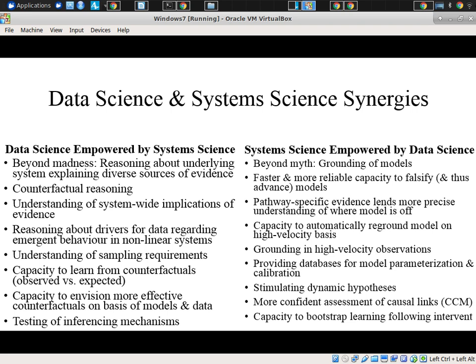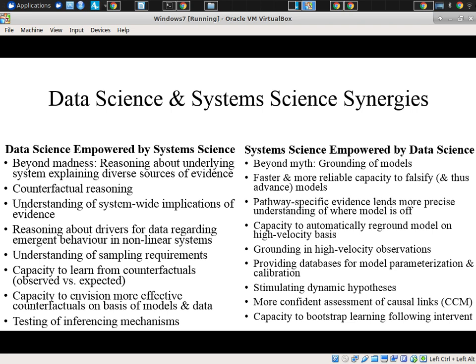And in understanding the capacity to learn from counterfactuals and drivers for why we see certain outcomes empirically, that is a reflection of emergence. They are a reflection of many factors interacting. And with system science, we can tease out why we might see certain patterns in our data. System science can allow us to envision more effective counterfactuals, say interventions, on the basis of model and data. And we can use system science to test out our inferencing, as we referred to yesterday, and to set sampling requirements on the data science side.